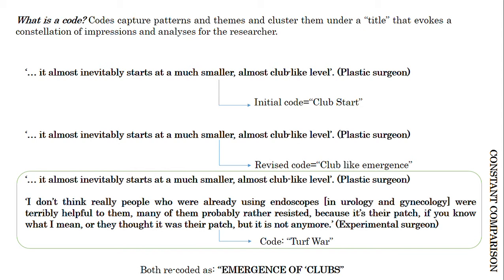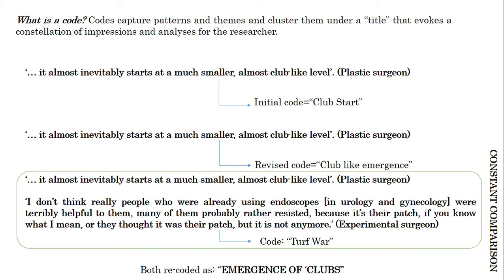Then you try to create a second order theme or second order title, what it would be in layman's language, a second order title that can collectively define all your codes in one go. So the first initial code was club start. The second initial code that was developed based on experimental surgeon was turf war. And when you combine these turf war and club start and many other codes, you create a second order code called emergence of clubs.